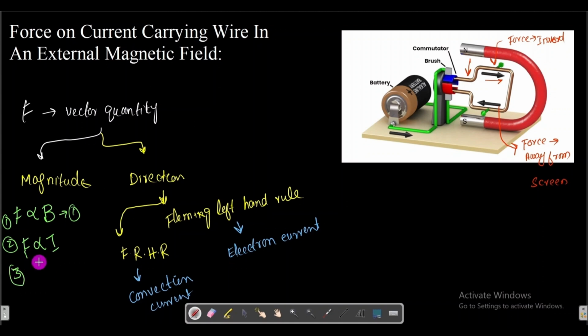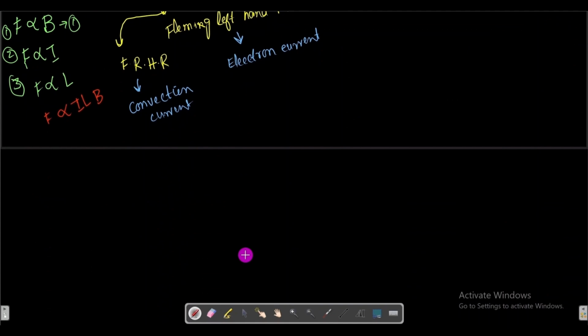So here the force is directly proportional to the current in the conductor. Okay, and similarly the force is also increased when the length which is present inside the external magnetic field is increased. So F is also directly proportional to the length. So if we combine all these, it means that F is directly proportional to I, L, and B.